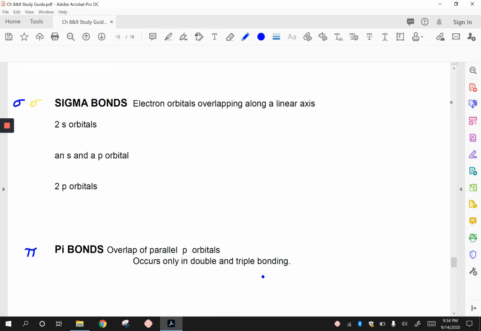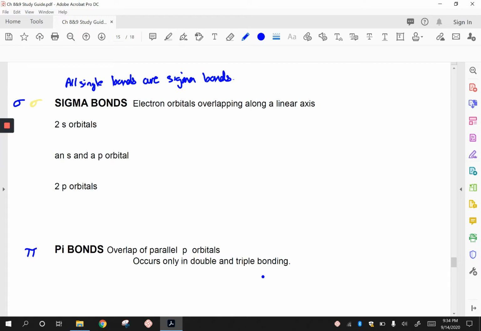So with sigma bonds, all single bonds are sigma bonds. And basically the first bond between any two atoms, so the first connection between any two atoms, is a sigma bond as well. And so again, we have an overlap along a linear axis. So our choices here for sigma bonds is you can have an overlap of two s orbitals, or two p orbitals, or an s and a p orbital.